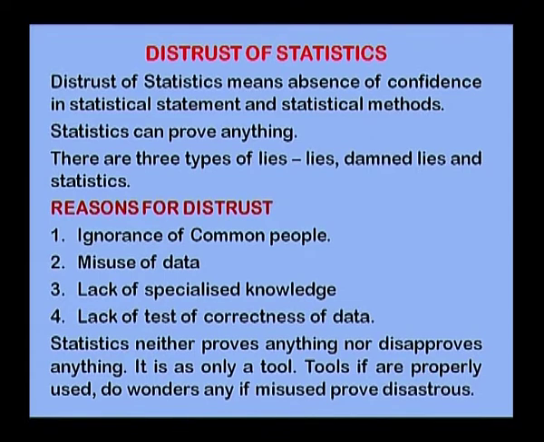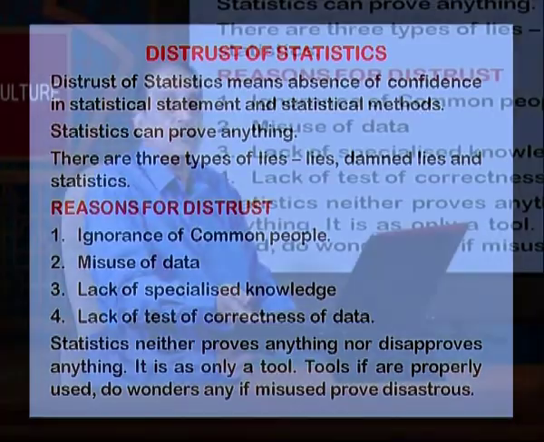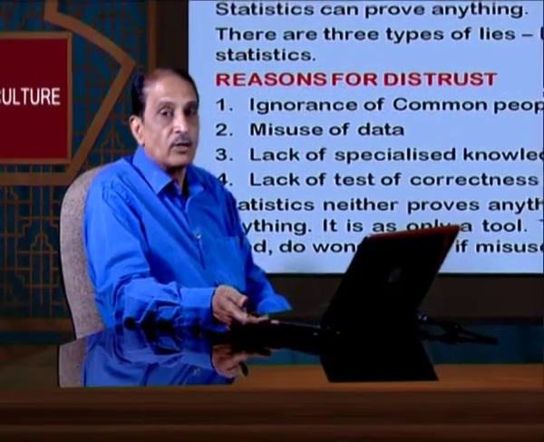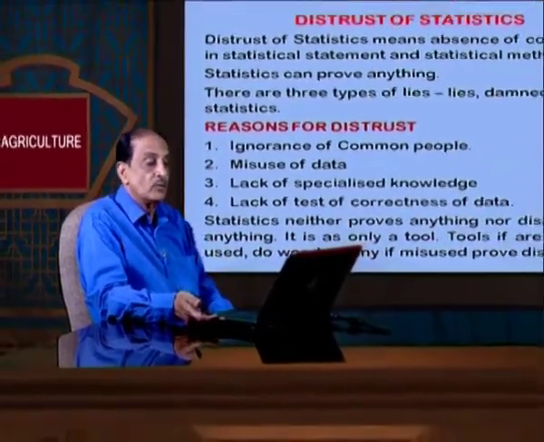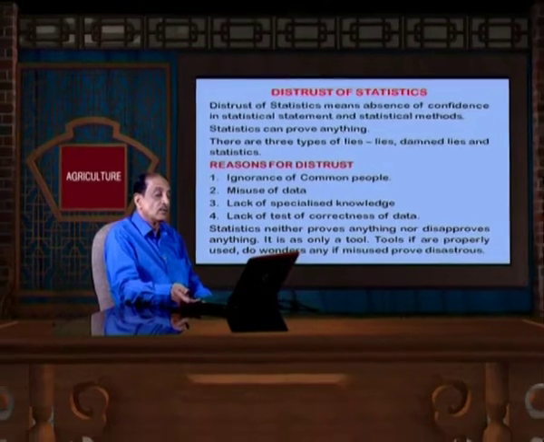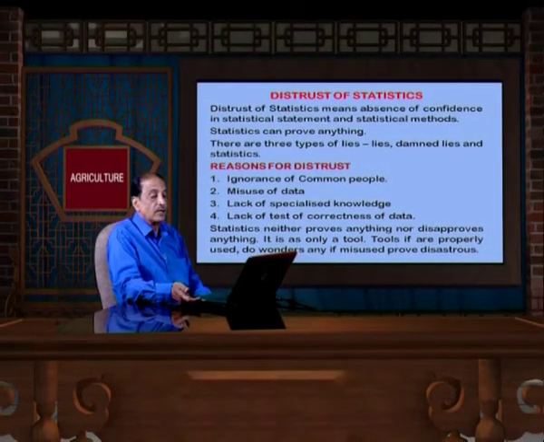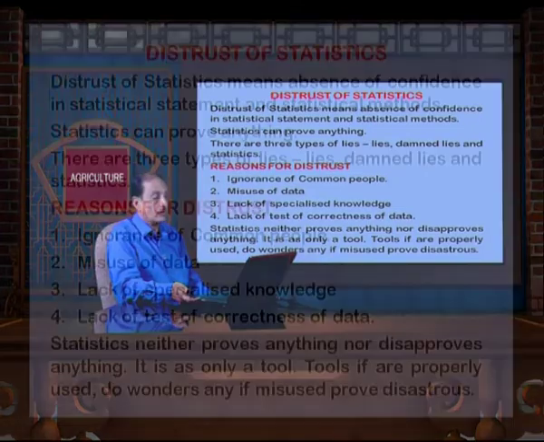And next is lack of test of correctness of the data. Since information is made available in numerical form, if it cannot be tested and there are no devices available for testing its correctness, then whether the information is correct or not is always doubtful for a person who is going to use it.